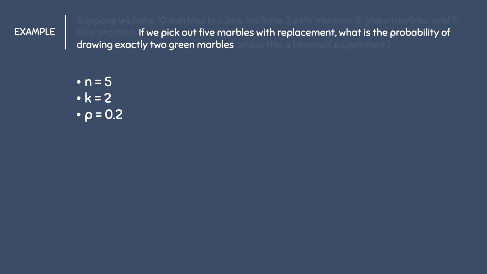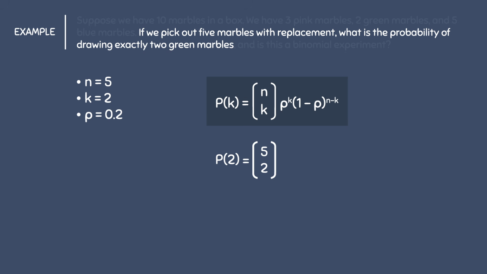Now all we have to do is plug these values into the formula and we'll get an answer. So the probability of drawing exactly 2 green marbles, in other words, the probability of getting 2 successes, is equal to 5 choose 2 times 0.2 squared times 1 minus 0.2 raised to the power of 5 minus 2. After this calculation, we get an answer of 0.2048, which is the same answer that we calculated from before.